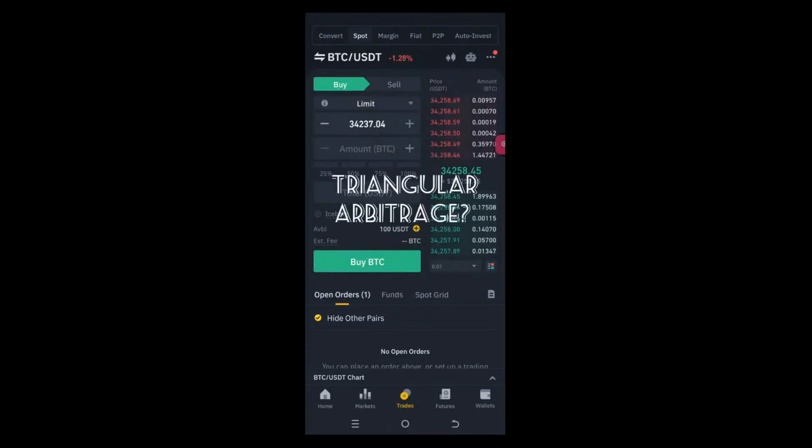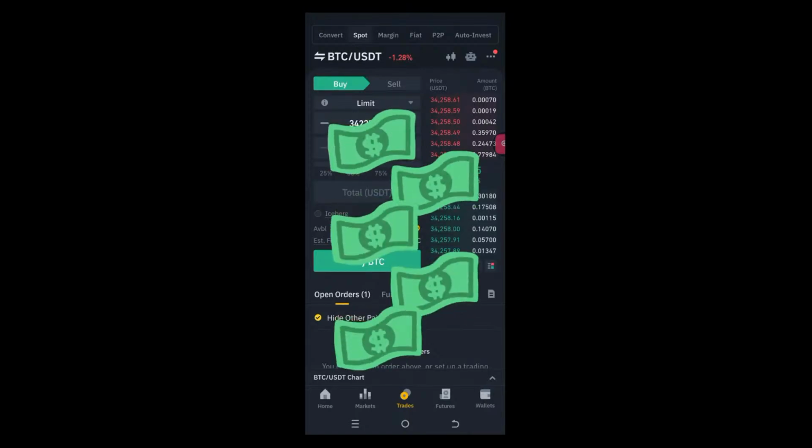Which makes more money? Is it triangular arbitrage, or is it spot trading, or could it be inter-exchange arbitrage? Let's find out. Welcome to Income Strategies, the place where you learn the skills to make money, to multiply your money, and to manage your money.